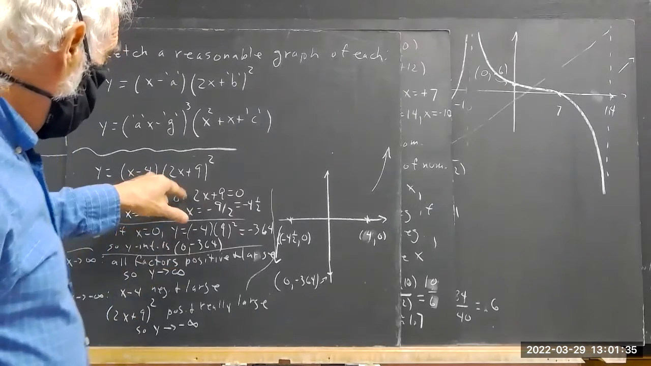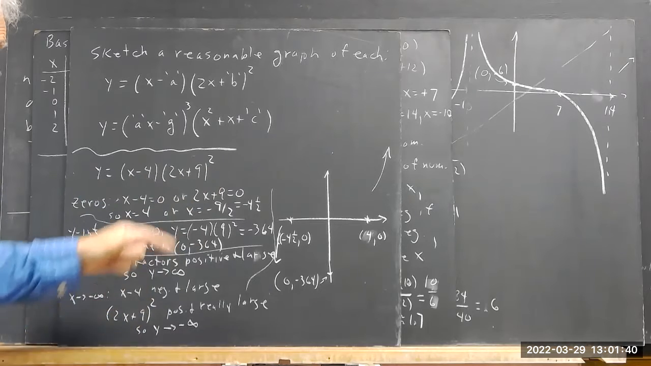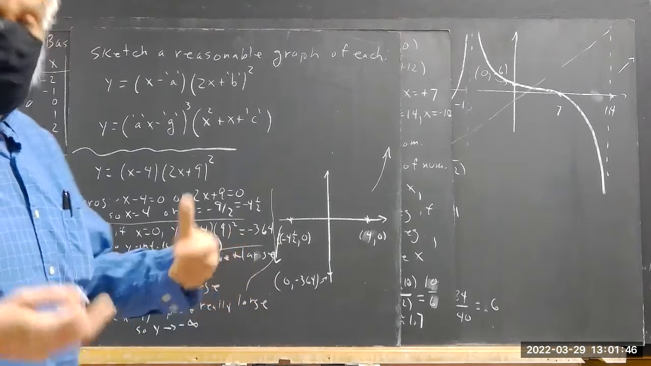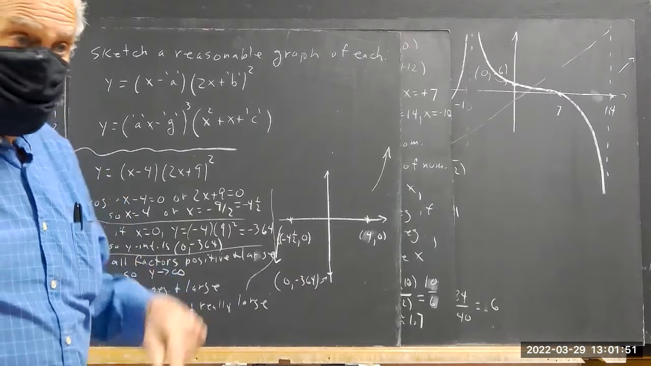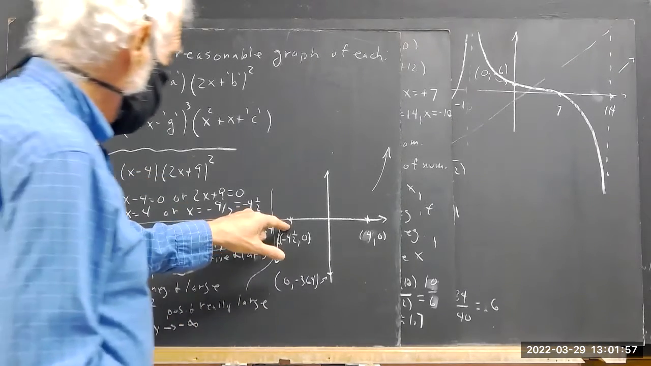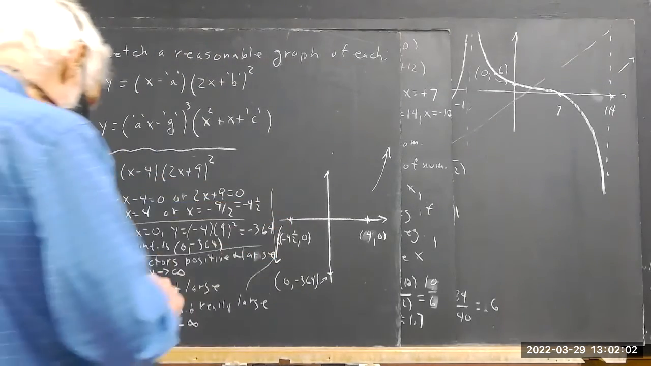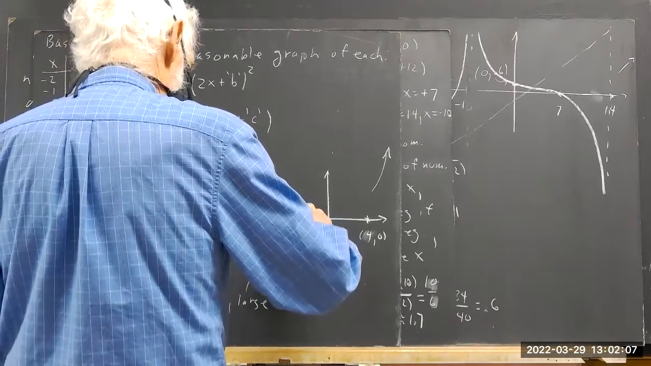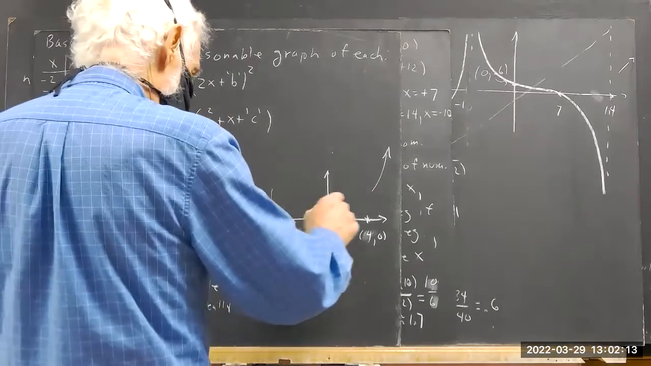Well, we look at the multiplicity. This is 2x plus 9 squared. 2x plus 9 squared is just your squaring function transformed. It's got a vertex. And the vertex occurs when it's 0, it turns out. So this thing behaves like a parabola in the neighborhood of this point. So the graph comes up like this. At this point, it turns around, just like a parabola. Then it turns around and goes back down.